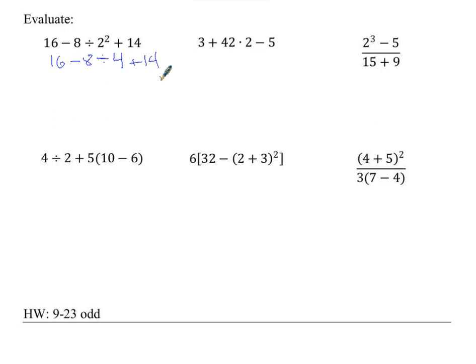Now continue. Do we have any grouping symbols? No. Do we have any exponents? No. Do we have any multiplication or division? Yes, we do. And how does that go? From left to right. So I'm going to start over here. Okay, that's subtraction, so I'm leaving that alone. And then here's division. So I have to do that right now. 8 divided by 4 is what? 2. Technically, that's a negative 8 divided by 4, which is technically negative 2. So when I write that down, I have 16, and then that negative 2. So minus 2 plus 14.